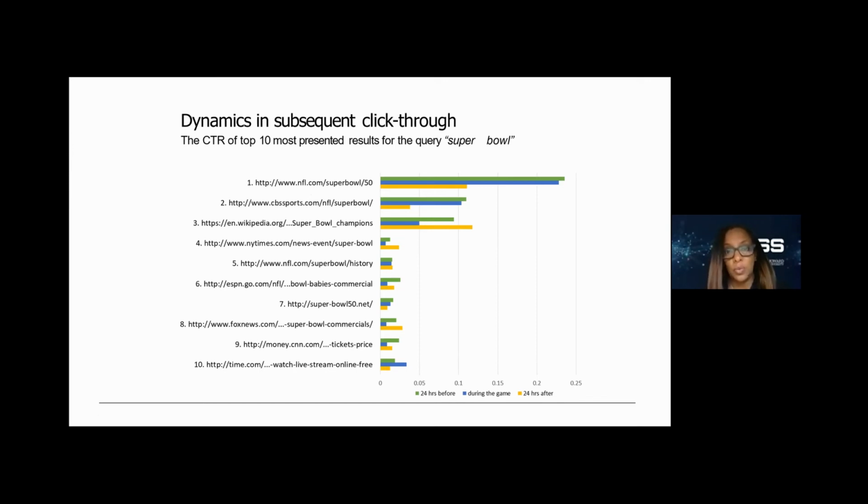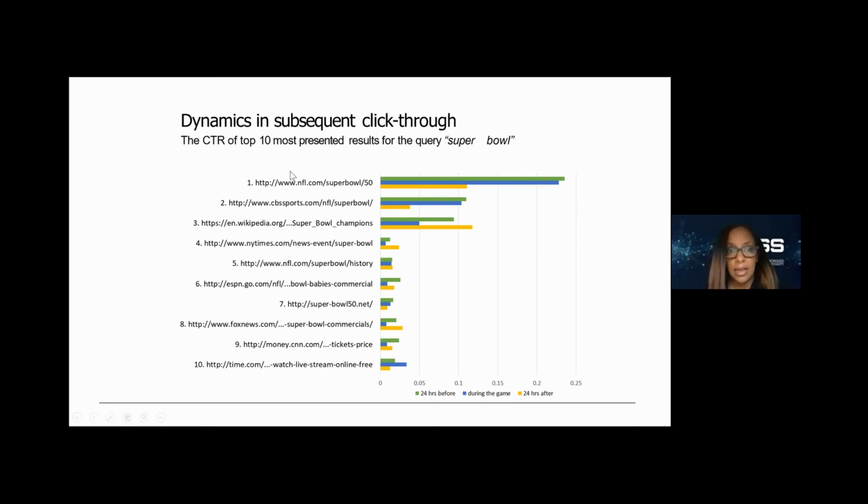And not only do they search for different things over time, do they click on different things? Because if they click on different things as it relates to the content that they're seeing or the context that they're in, for instance, pre-Super Bowl, during, or after, that suggests potentially a different ranking of the search engine results if they're not factoring in that information.